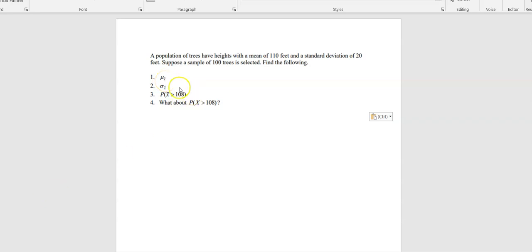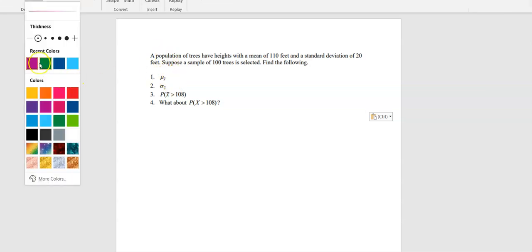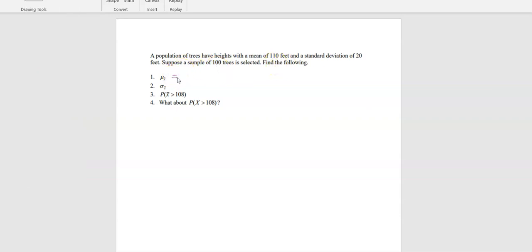Let's recall from previous slides that the mean of the sampling distribution is the same as the mean of the population. And the mean of our population is 110. So this is the easy one. The mean of the sampling distribution is the same as the mean of the population.